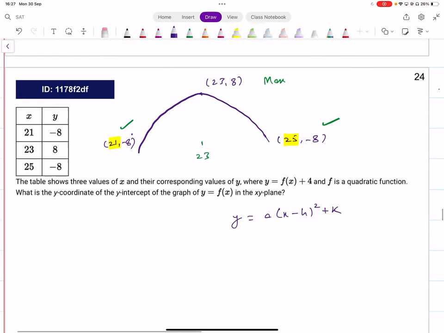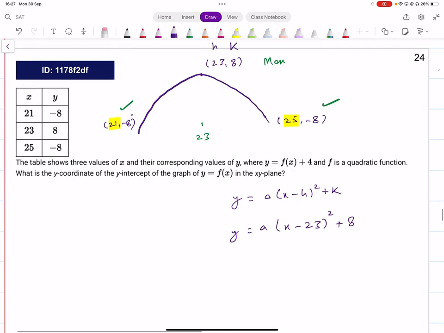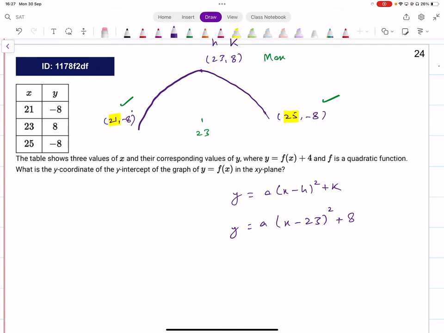We know that this is h and k. So the function becomes y equals a into x minus 23 whole squared plus 8. Is that okay? Now the only problem is we do not know what the value of a is. We can input any of the other 2 points and find the value of a from this as well. Right? Input, for instance, this point.